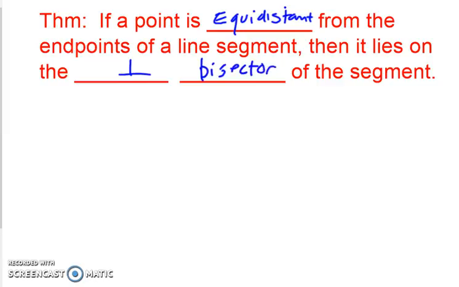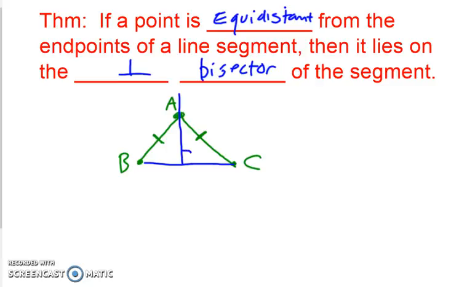I'll draw a quick picture to make sure we're clear. So if you had a point A and it was equidistant, the same distance from 2 points B and C, then if you drew the perpendicular bisector to BC, you know that A would lie on that perpendicular bisector there.